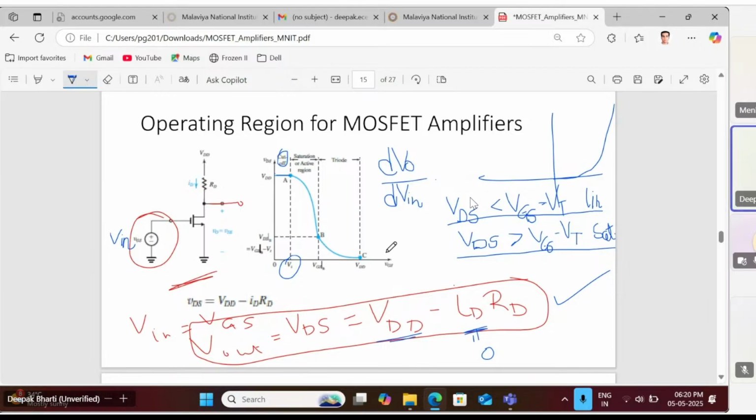Okay, so which region should we select for amplification? It is this saturation, that is region A to B, because here the slope of the transfer characteristics, that is dV out by dV in, is quite high, and this region should be selected for the amplifier purpose.